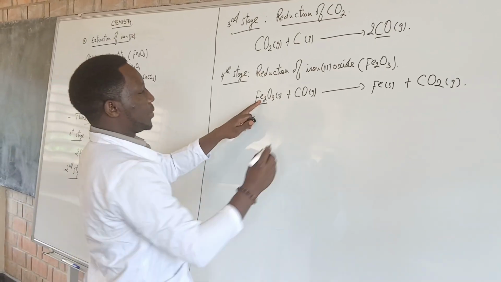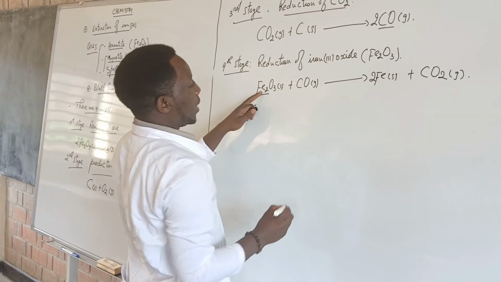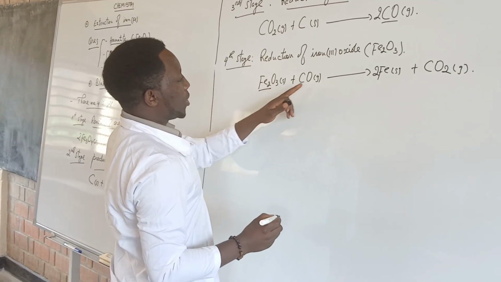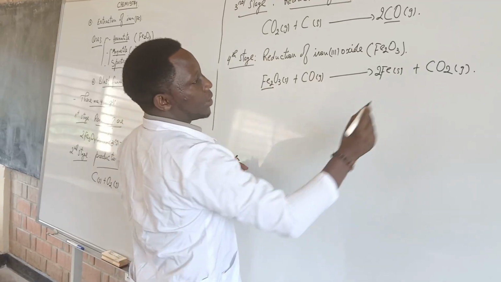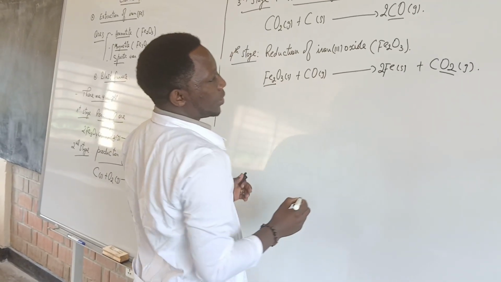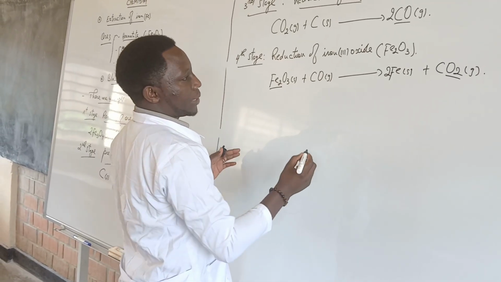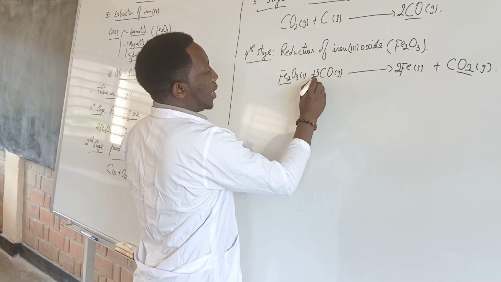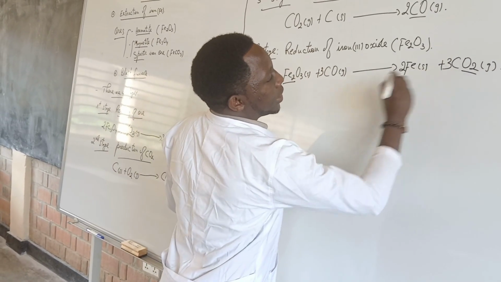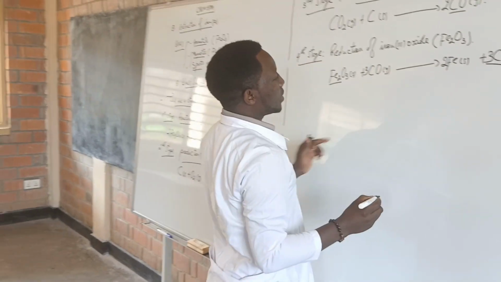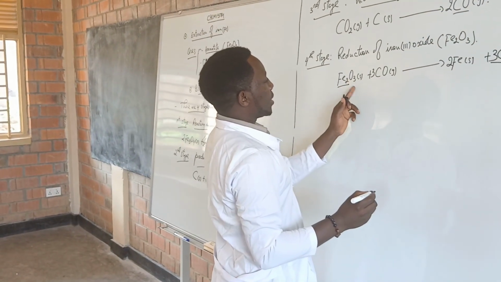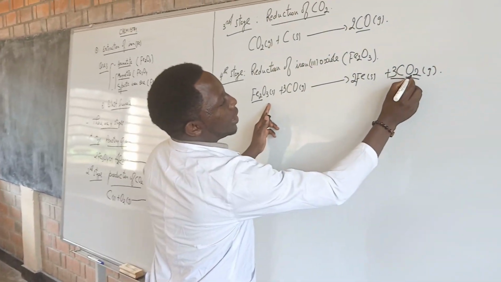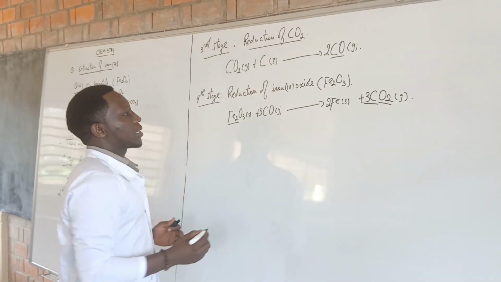We have 2 iron. I have to put 2 here. And then 3 oxygen plus 1 equals 4. But here I have 2 oxygen. I'm going to balance on both sides. Let's put 3 here. And then 3 carbon. I have to put 3 here also to make 3 carbons. 3 oxygen plus 3 equals 6. And then 3 times 2 equals 6.